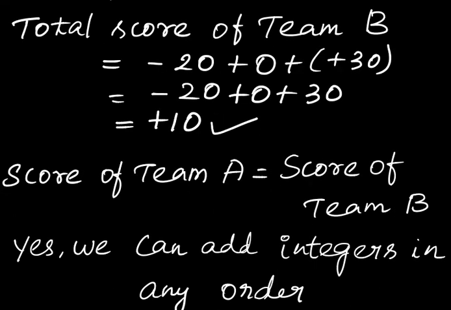Since both teams got plus 10, the score of Team A is equal to the score of Team B, and we can add integers in any order. As you could see, the values are minus 20, plus 30 and 0, and the scores of Team A and Team B were not in the same order, they were in a different order, but while adding you got the same value. So we can add integers in any order.